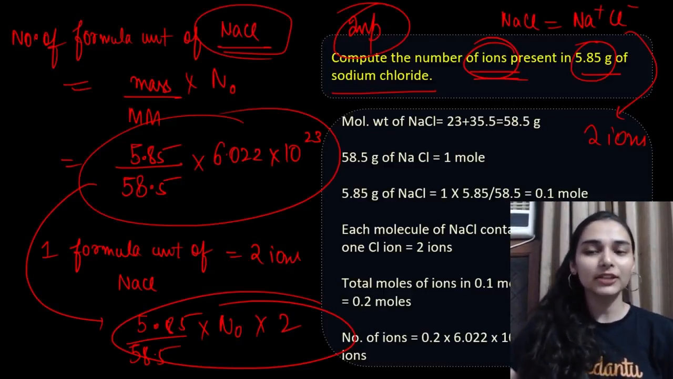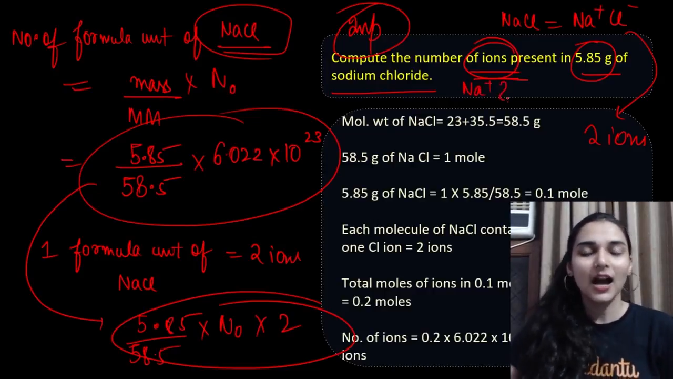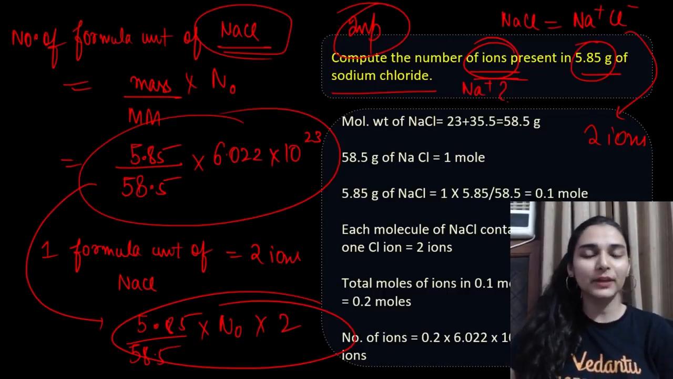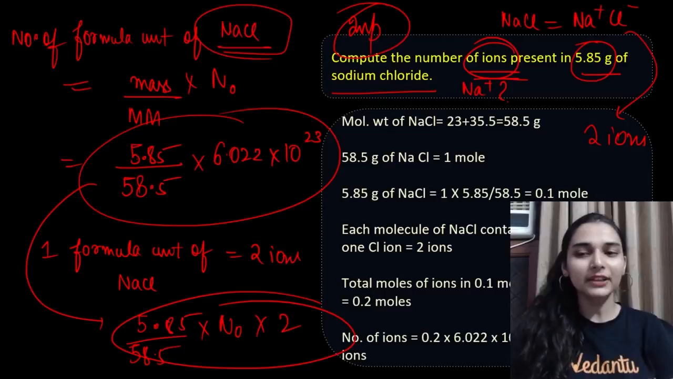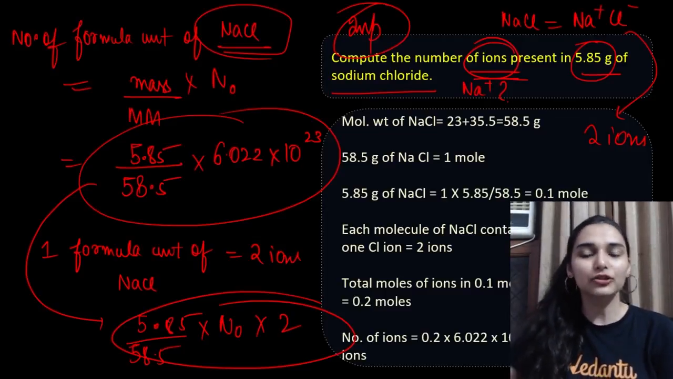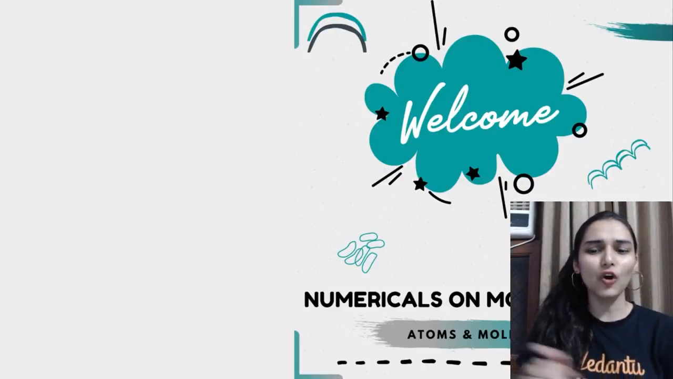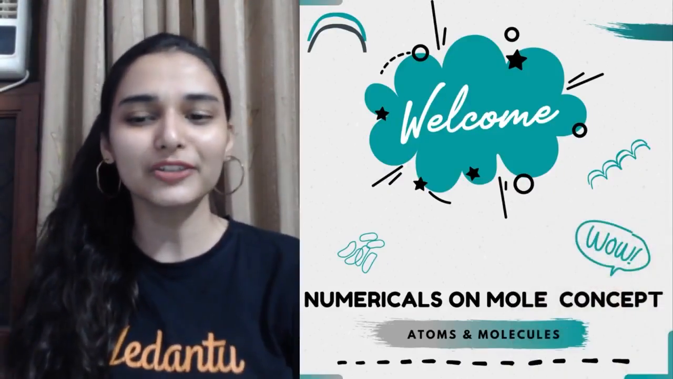Similarly, the question can just ask you how many sodium ions are there, or how many chloride ions are there. So you have to be very active with that. You need to take care that you're not doing it wrong. Questions on ions are the most important ones. Rest all the types remain the same. Okay, so these were some of the numericals on the mole concept.